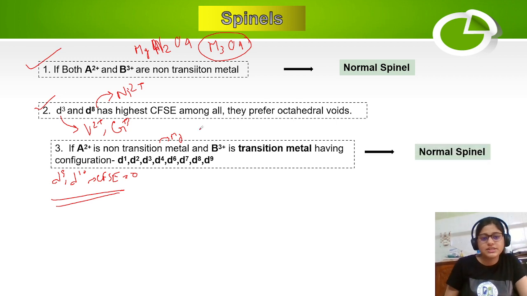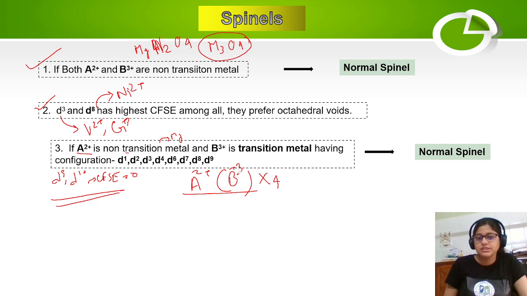Normal spinel, because A2+ is a non-transition metal, it doesn't have any CFSE, right? And the B3+ has some sort of CFSE, okay? It can be high, it can be low, right? But in every case it will have the CFSE, so the exchange will not happen, okay? It will be normal spinel.